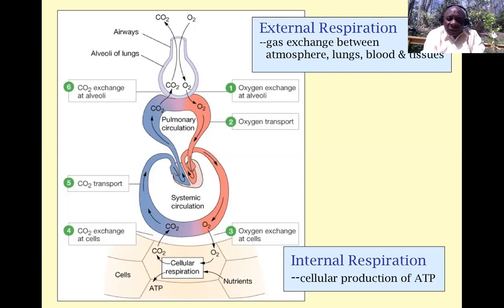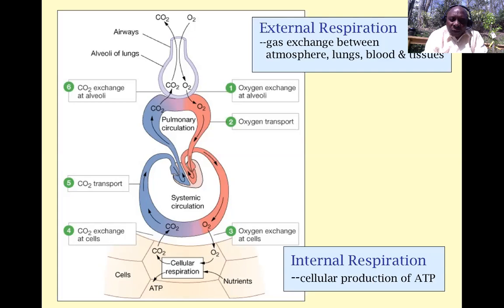But the respiratory system also has two other functions. One of them is pH regulation. It's not the primary system that regulates pH. The primary system that regulates pH is the renal system. But the respiratory system does play a role in pH regulation.